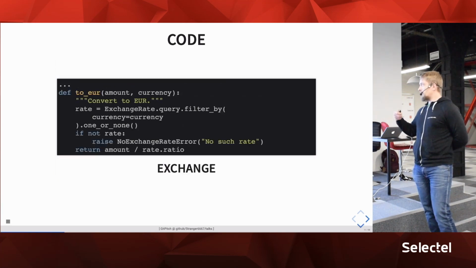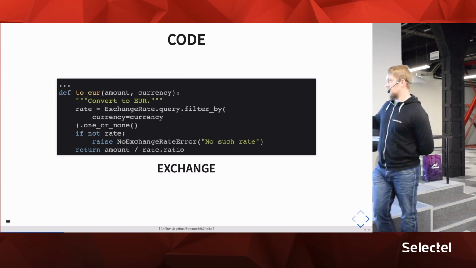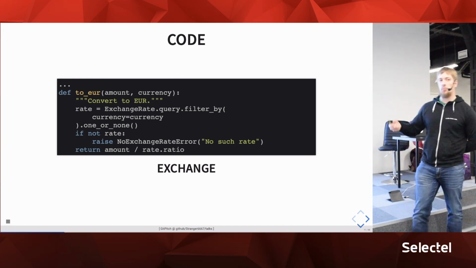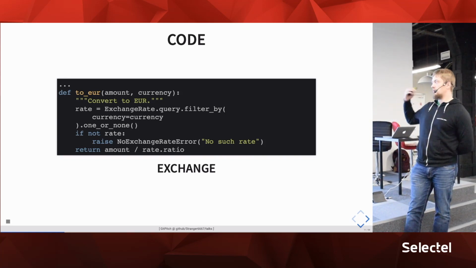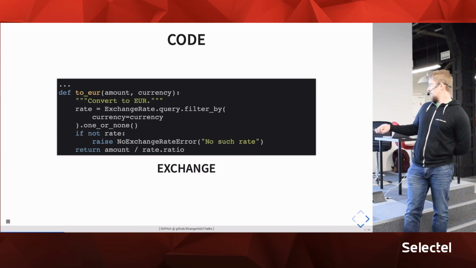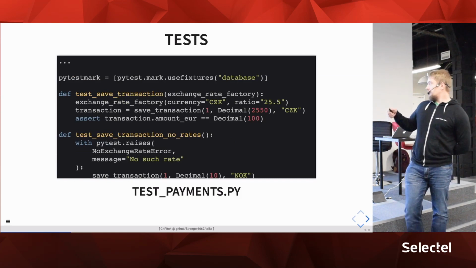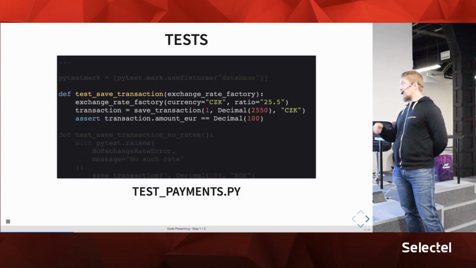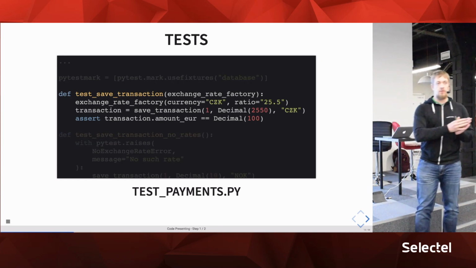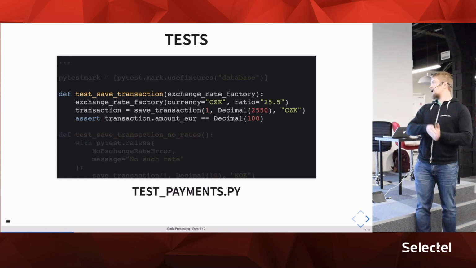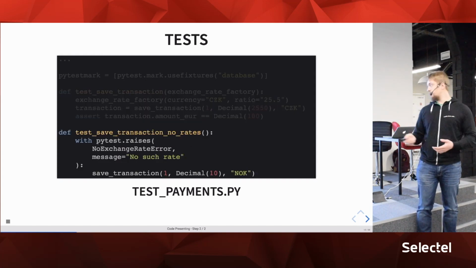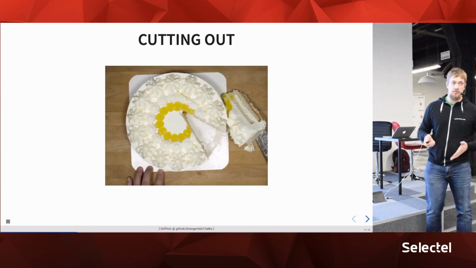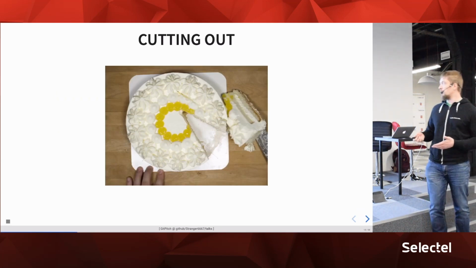And then we just commit the data. So our exchange code could look like this. We are just looking into the database, fetching this rate and doing some computations. And our tests could look like this. If we have this particular rate, we are checking if it's converted correctly. If it's not, then it should raise an error.